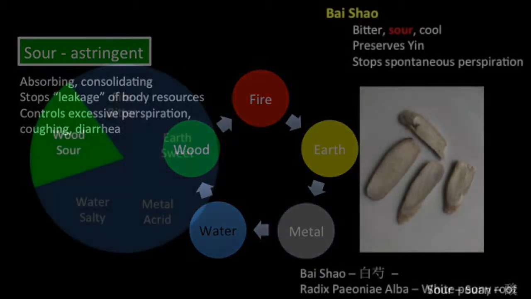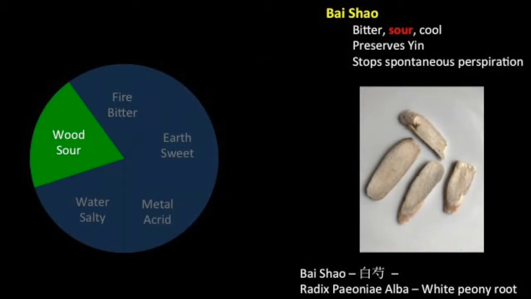Baishao, or white peony root, is an example of a sour herb used to stop leakage. It stops spontaneous perspiration and preserves yin.